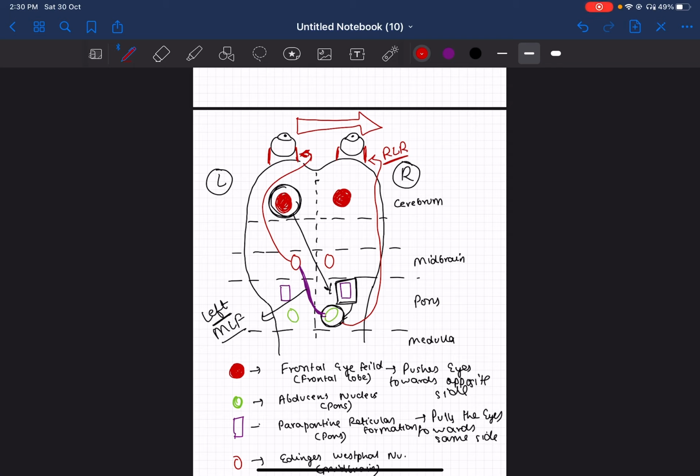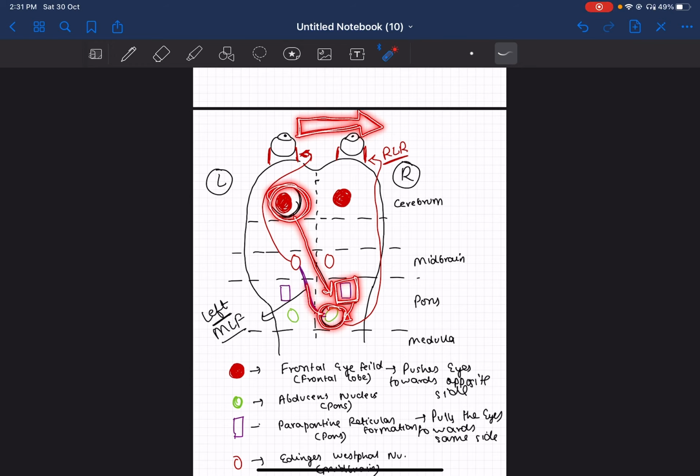So once more, the sequence of the events. First, for attempting a right-sided gaze, the left frontal eye field will activate. It will cause the activation of the right parapontine reticular formation. This will in turn cause activation of the right-sided abducens nucleus.